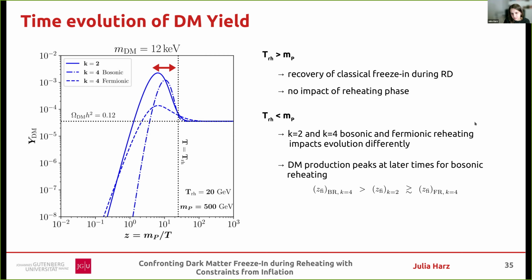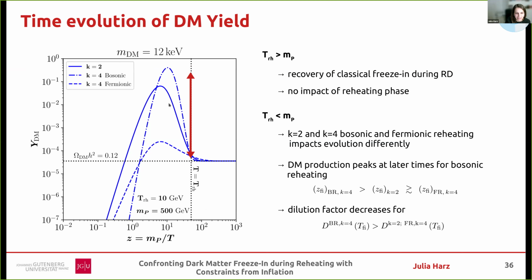So we have seen this already before, where this comes from. The different cases impact the evolution differently. And generally, here the dashed dotted line is the bosonic case. So there's a tendency that the bosonic peaks later. Why? Remember, the dilution was stronger. And this we can, for instance, also see here.